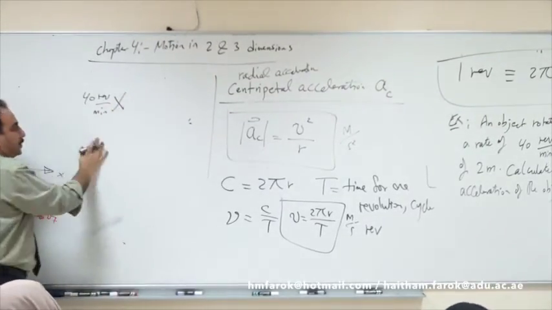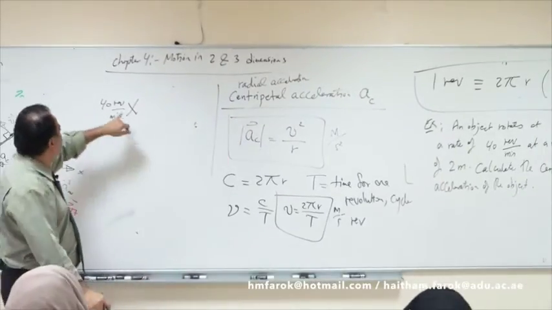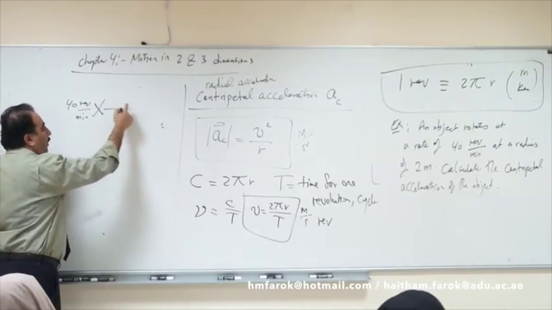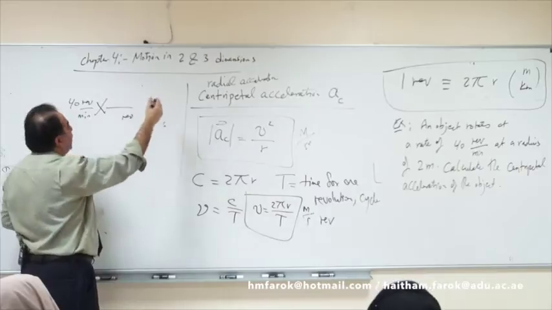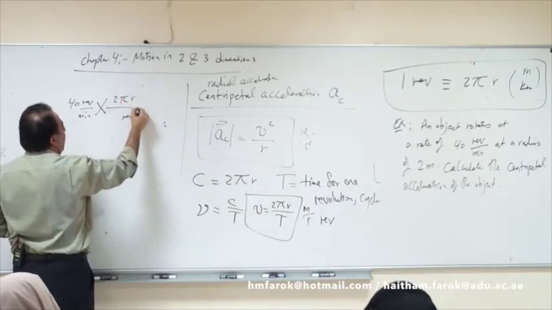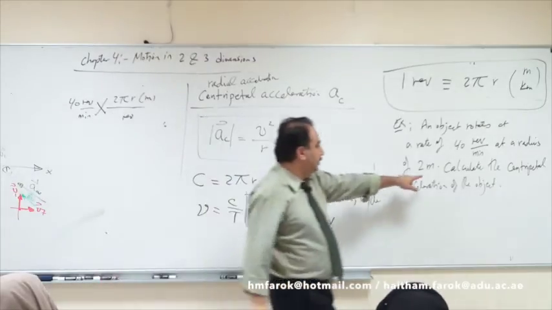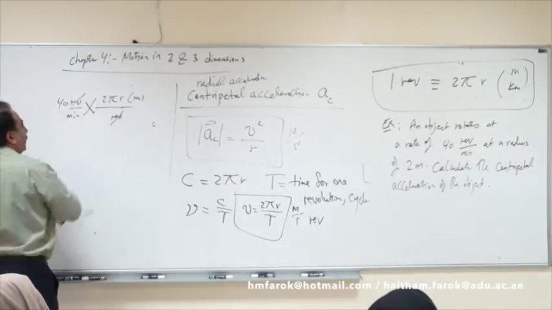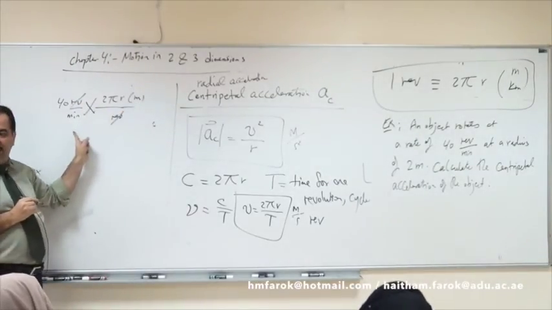Multiply by the conversions. What is your conversion? 1 rev is 2 pi r. If the rev is up, what do you need down here? Rev up, which is the meters or whatever, yeah? So it's 2 pi r. I'll put it in meters because the radius here is in meters, yeah? So can I get rid of rev? Now what's the unit? Meter per minute.